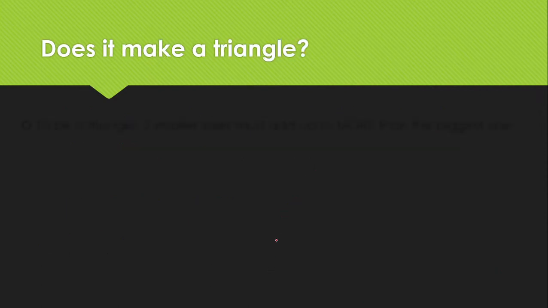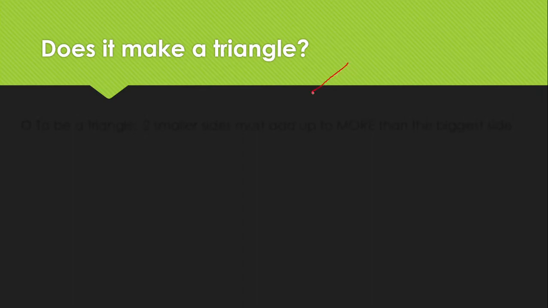Another thing that you may be asked is if you're given any three numbers, they might say, do these make a triangle? And what they mean is if we had sides that were those lengths, would they connect to make a triangle? And you might be saying, well, everything makes a triangle.